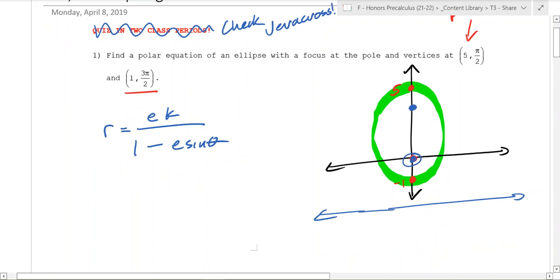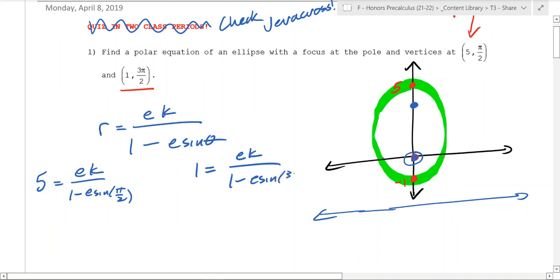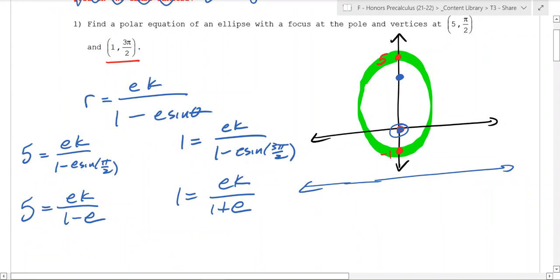What we now know is we have 2 points that we can work with. We know that when r is 5, you end up with EK over 1 minus E sine of pi over 2. And the other one we know is when r is 1, we get EK over 1 minus E sine of 3 pi over 2. This is where you just need to remember your basic trig. When you simplify this, you end up with EK over 1 minus E here, and EK over 1 plus E here, so you need to remember what these trig values are.